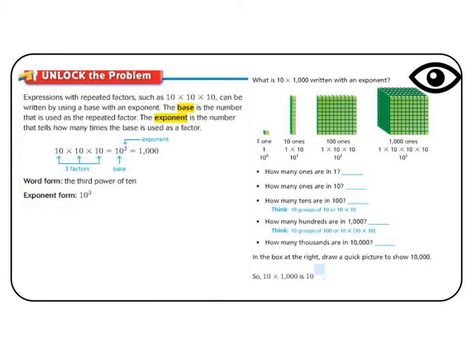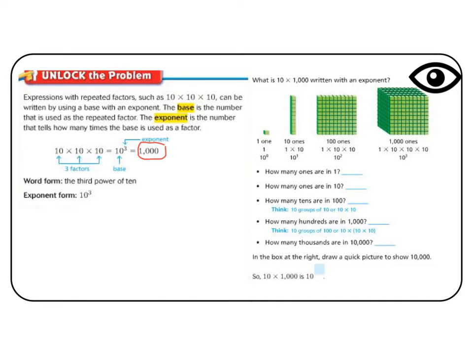In today's lesson, we're going to extend our idea of multiplying by 10 and adding zeros to a new concept called an exponent. Let's begin by unlocking the problem. Expressions with repeated factors, such as 10 times 10 times 10, can be written by using a base with an exponent. The base is the number that is being used as the repeated factor, and the exponent is the number that tells how many times the base is used as a factor. Well, we know that 10 times 10 is 100, and 100 times 10 is 1,000. So 10 times 10 times 10 equals 1,000.